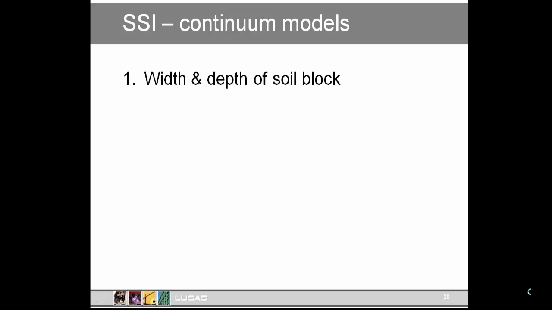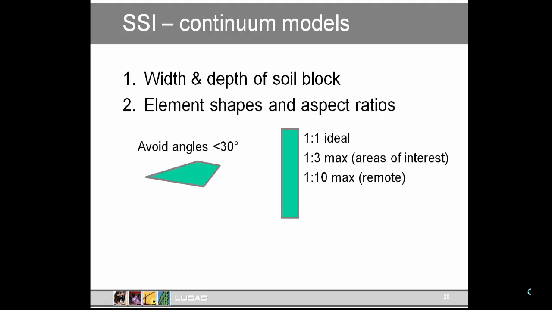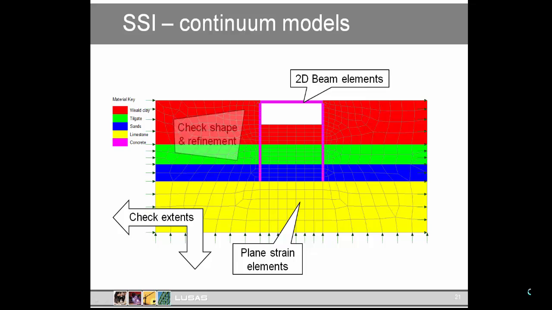So our checks need to include the width and depth of the soil block. We also need to be mindful of element shapes and aspect ratios and mesh refinement, just as we are in all finite element analyses. All of these require software which will automatically remesh your model based upon straightforward changes to the geometry, giving you good shaped elements and allowing you to change the number of elements easily. Otherwise, this will become very time consuming.